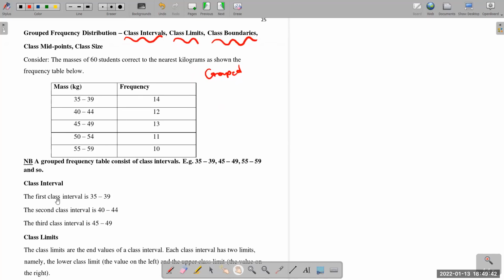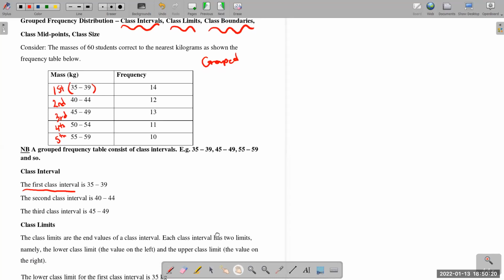If I was to ask you, what is the first class interval? That would be this here, right or wrong? That would be 35 to 39, because that's the class interval. If I want the second class interval, I would say 40 to 44. This would be the third class, this would be the fourth class, and this would be the fifth class interval. Everybody with me so far? This is what we call the class interval. We're moving accordingly, right? Okay.